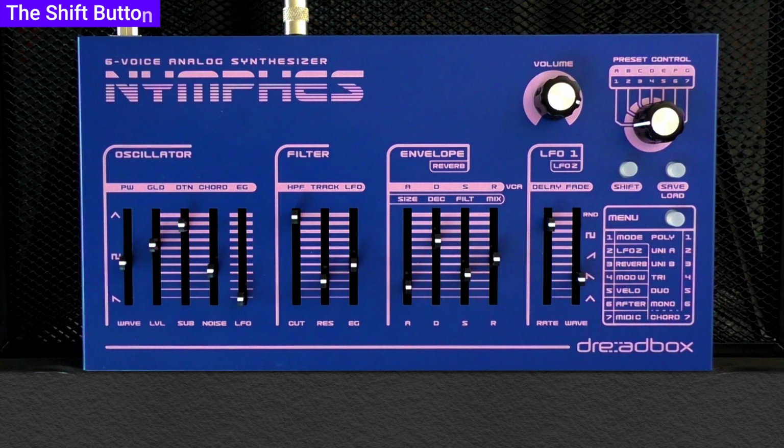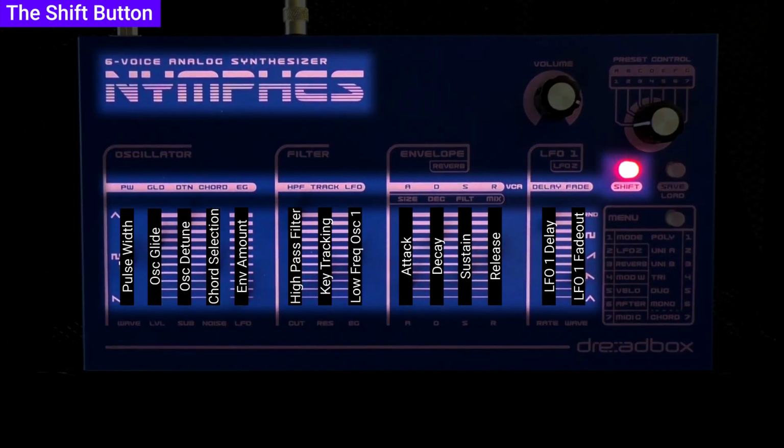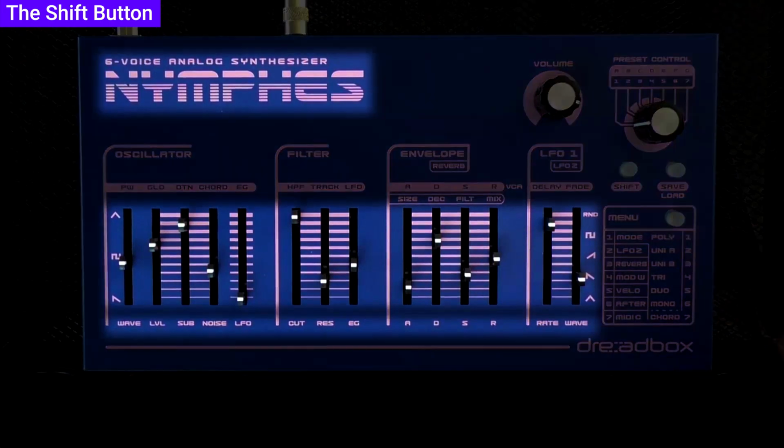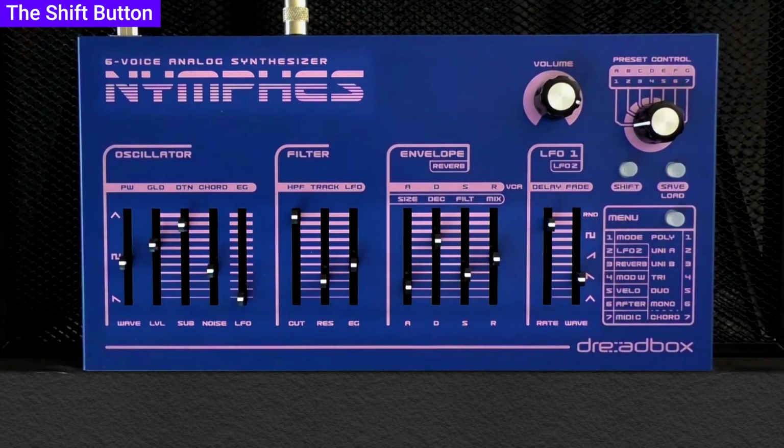Though there are only 14 sliders on the NYMPHES, by using just the Shift button with those 14 sliders, you can easily access 28 parameters for controlling and programming the synth. When the Shift button is lit, the 14 labels on top of the sliders describe the parameters that each slider controls. When the Shift button is not lit, it is off, then the 14 labels underneath the sliders describe what each of the 14 sliders control.